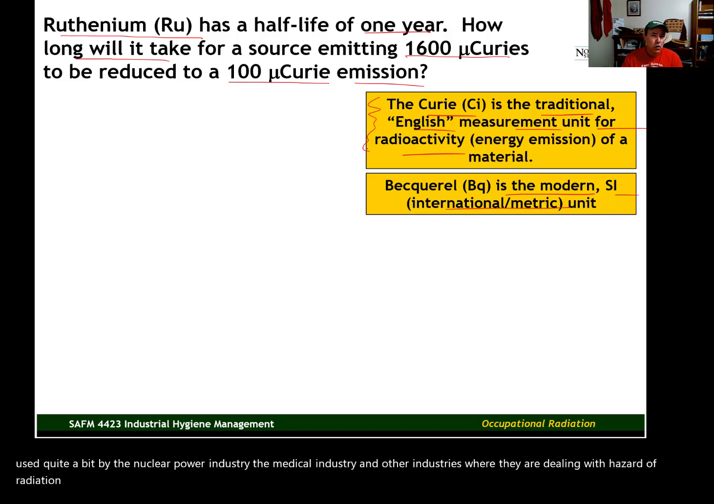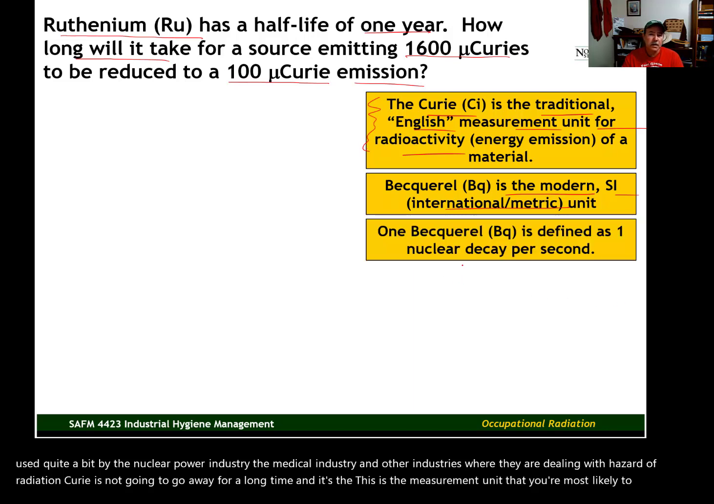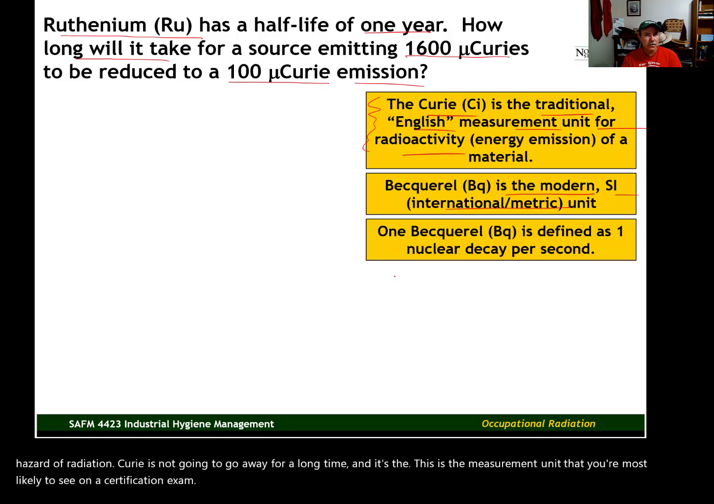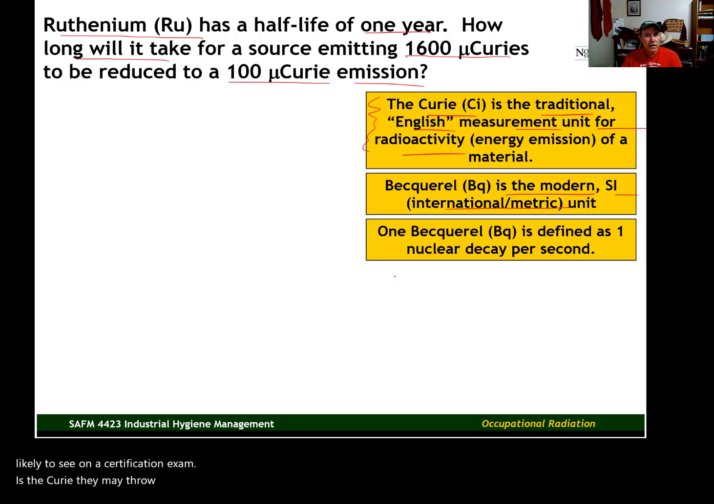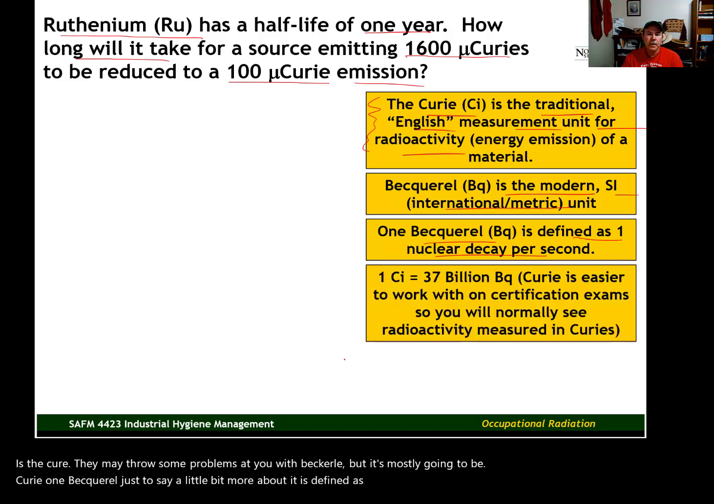The curie is not going to go away for a long time. And this is the measurement unit that you're most likely to see on a certification exam. They may throw some problems at you with becquerel, but it's mostly going to be curie. 1 becquerel, just to say a little bit more about it, is defined as 1 nuclear decay per second. 1 curie equals 37 billion becquerels.